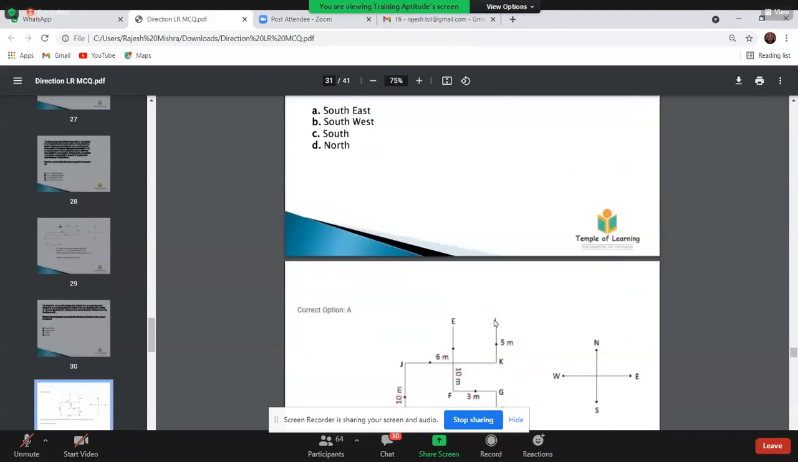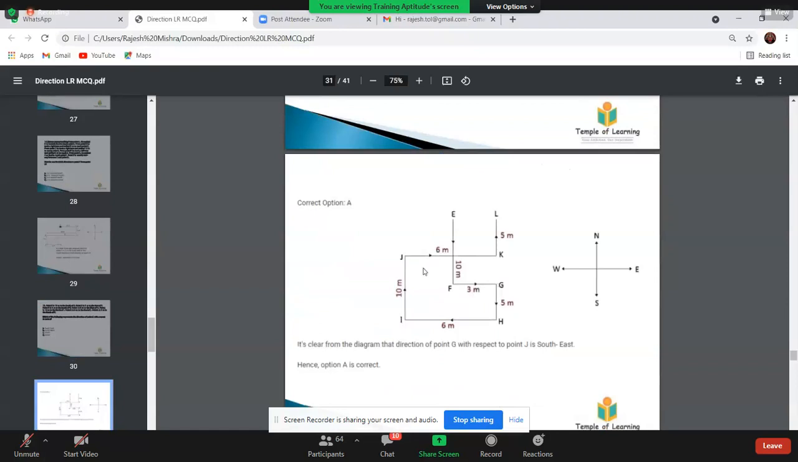G with respect to J. G is here, J is here. So southeast. Southeast is absolutely correct. All right, the answer to the question is southeast.